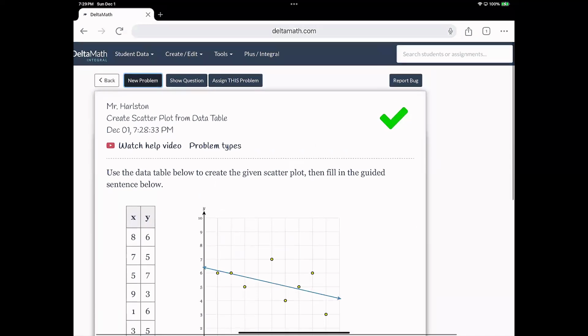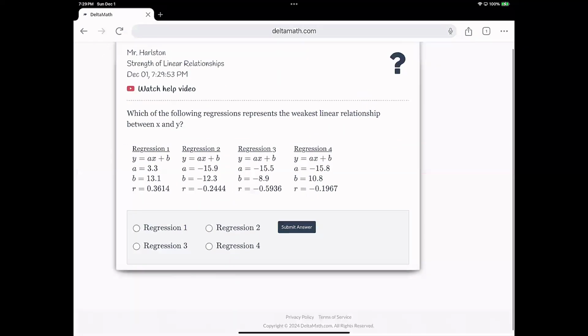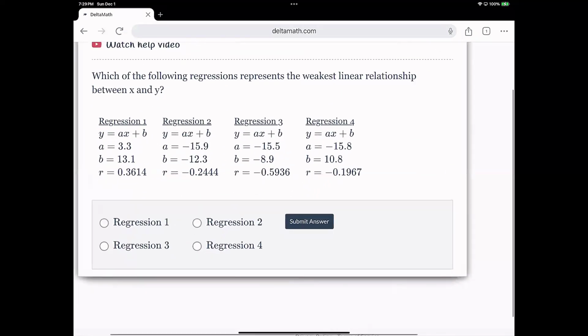Those are pretty simple. And then there's one more thing that we got on here, and this one is just the strength of the linear regression. So look, they've given us an equation, they've given us the slope, they've given us the y-intercept, and they've given us the correlation coefficient. And now we just have to answer these questions.